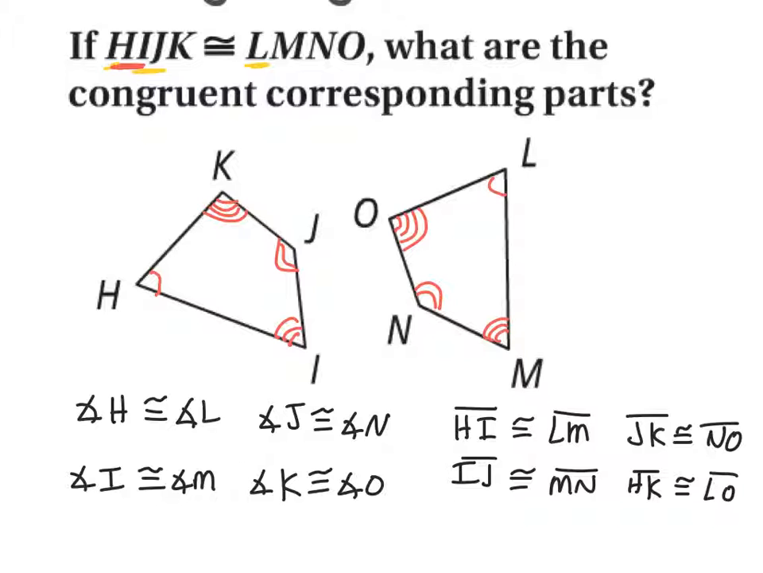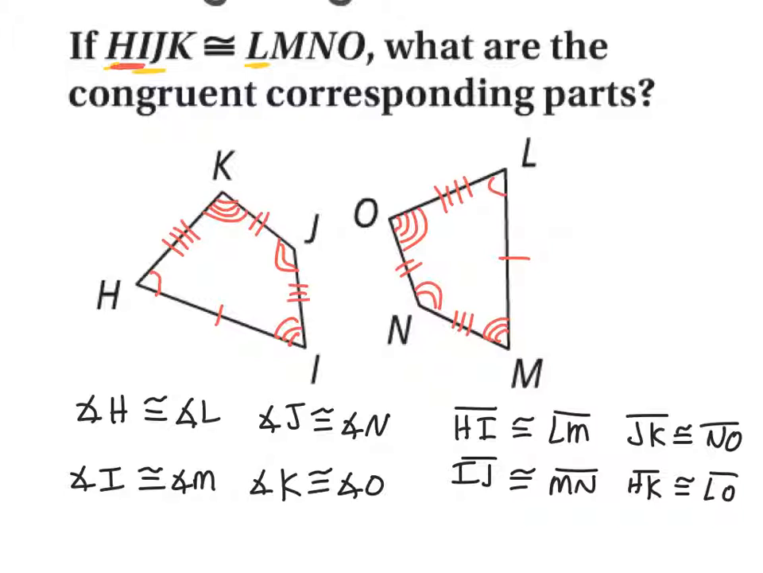Now we look at the line segments. Line segment HI is congruent to line segment LM. So those get just one dash mark. Line segment JK is congruent to line segment NO. Line segment IJ is congruent to line segment MN. And line segment HK is congruent to line segment LO. So if we had to mark the diagram, that is what we should get.